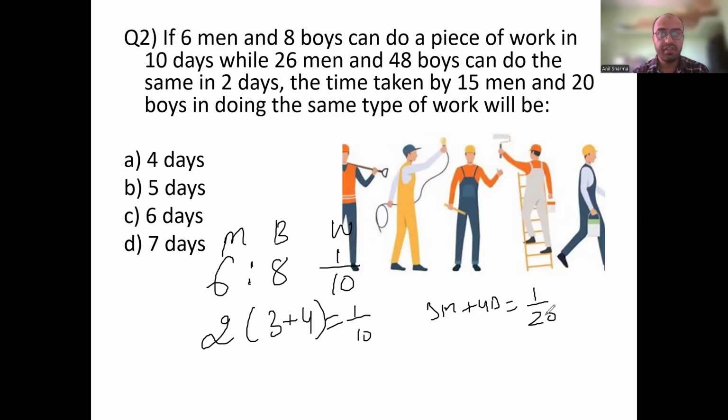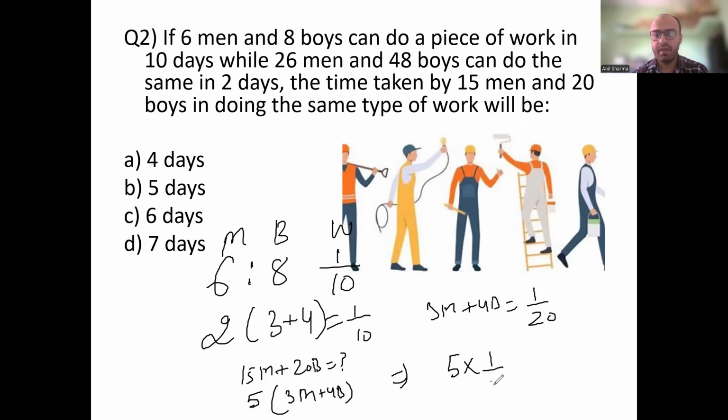See the trick behind this. 15 men and 20 boys will complete in how many days? What common can I take here? 5 I can take. How many men? 3 men. How many boys? 4 boys. I have already calculated this value. 5 into 1 by 20, that is 1 by 4. Men and days are inversely proportional, so 4 days they will take.